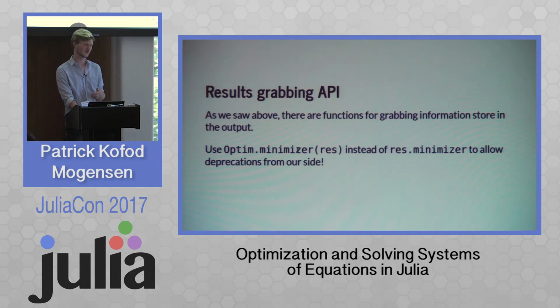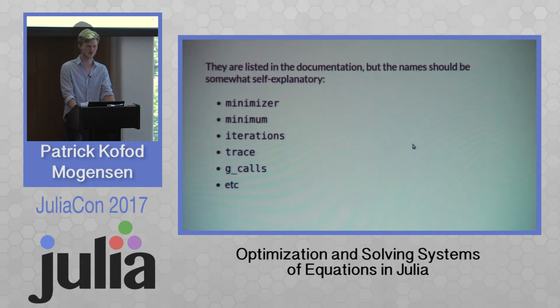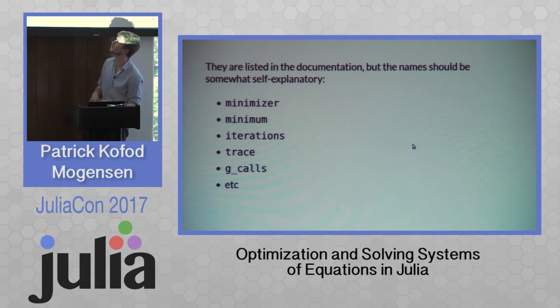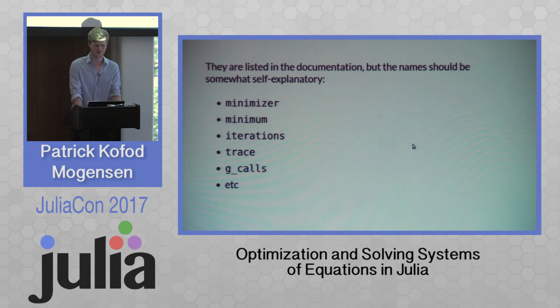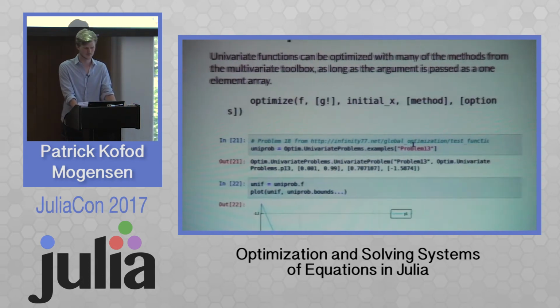So minimizer used to be called minimum a year ago or something like that, and that's the wrong term for what we actually mean. So when we had to change that, we had to make pull requests to all the packages using the field directly. So that's why we have this function grabbing API, even though you can actually just access the field. Okay, so there are lots of different functions. So the minimizer, minimum, how many iterations, what was the trace if you stored it, how many gradient calls were made, etc. And these are all found in the documentation as well.